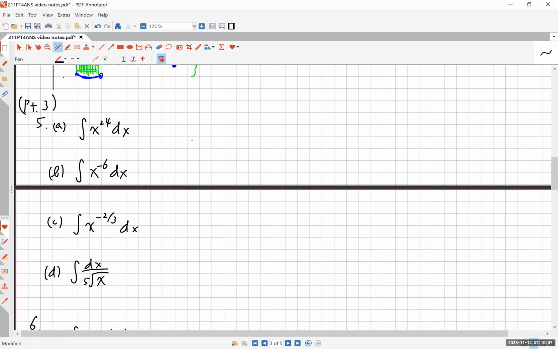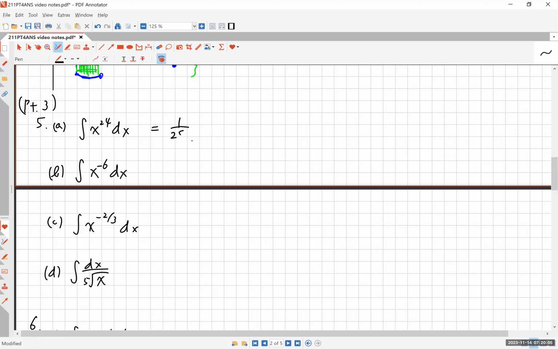Okay, let's go to number 5. There are 4 questions here, and from here on, it's pretty much all about integration, right? Let's start with an easy one. What's the integral of, that means an antiderivative of, or the antiderivative of x to the 24th.